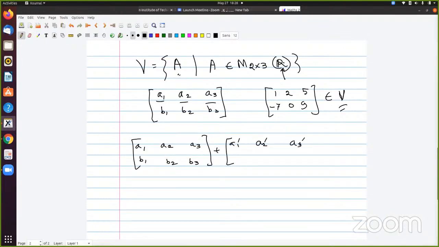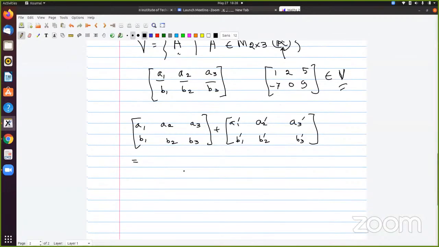A2 prime, A3 prime, B1 prime, B2 prime, B3 prime. So can you tell me what is the addition of these two? A1 plus A1 prime, A2 plus A2 prime, A3 plus A3 prime, B2 plus B2 prime, B3 plus B3 prime.